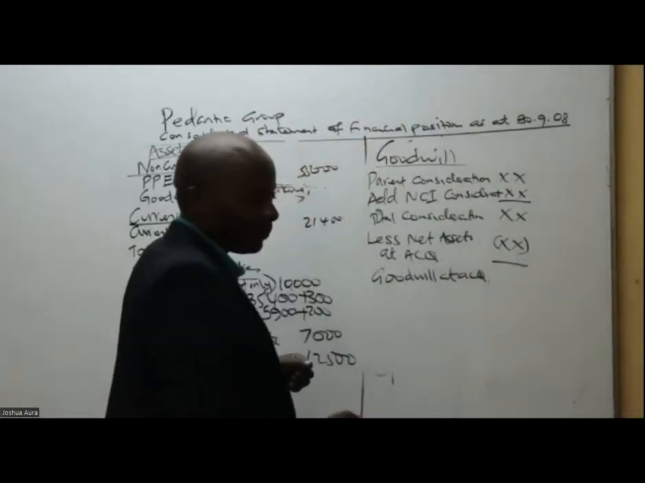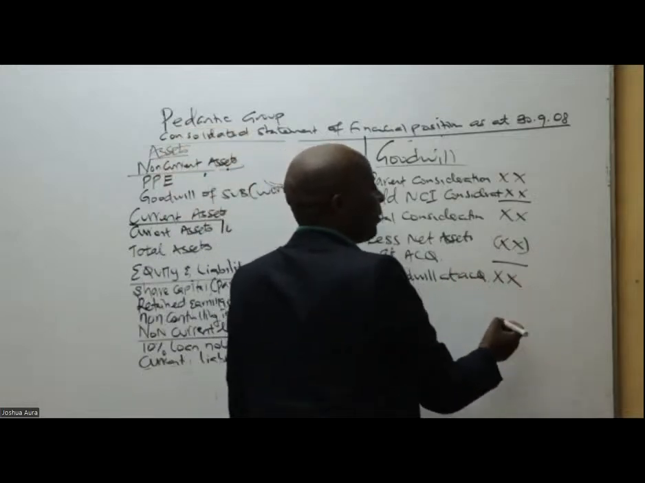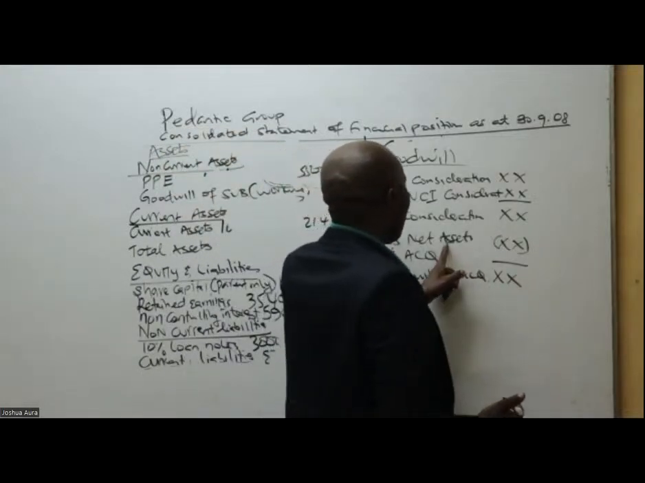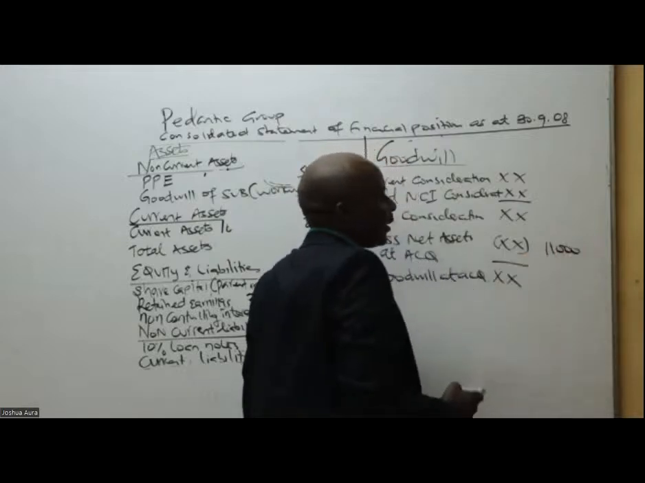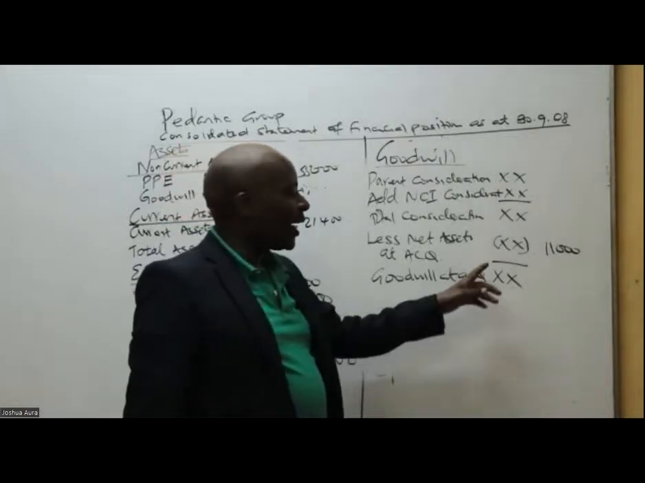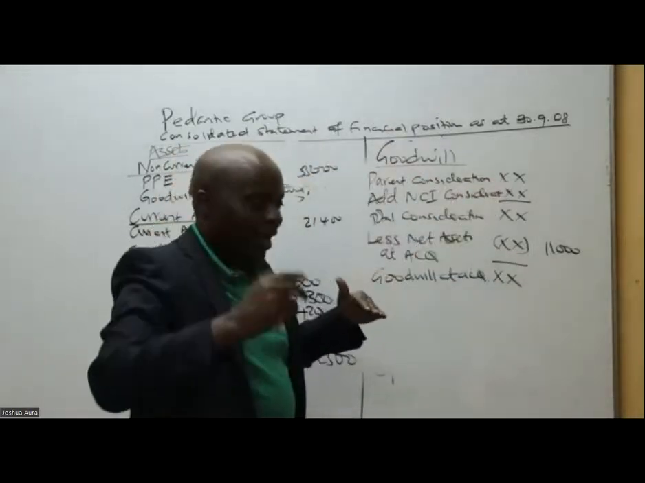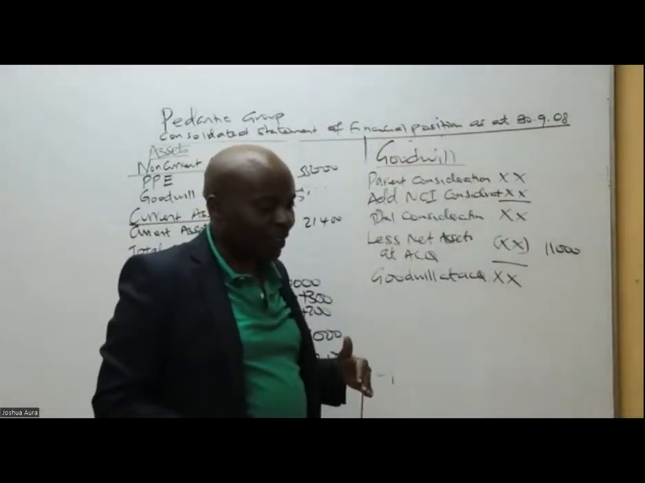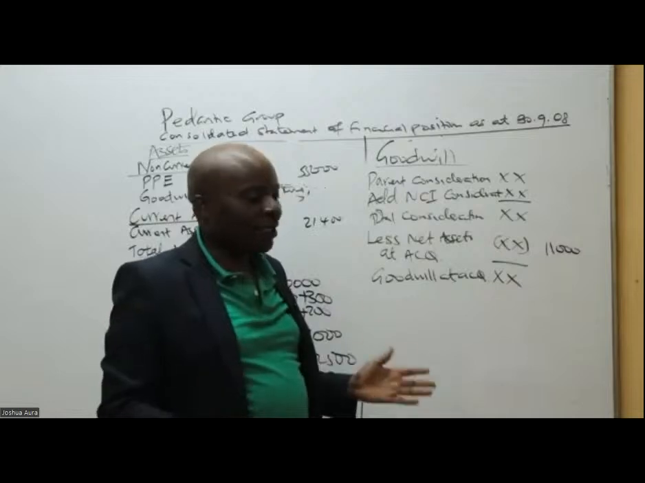Right? The figure you shall get here. Net assets at acquisition, I can remember 11,000. Are we able to remember these net assets? The table we drew earlier, at acquisition net assets. Are you able to remember the 11,000 at acquisition? Thank you so much.